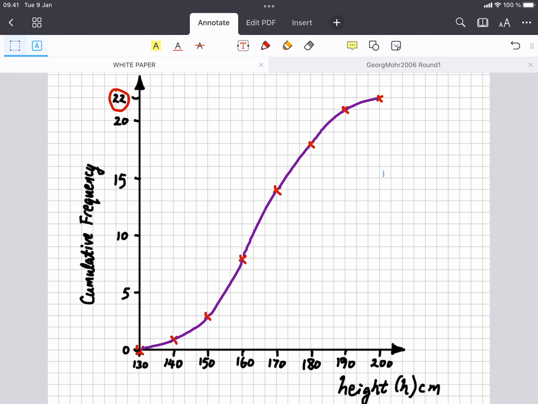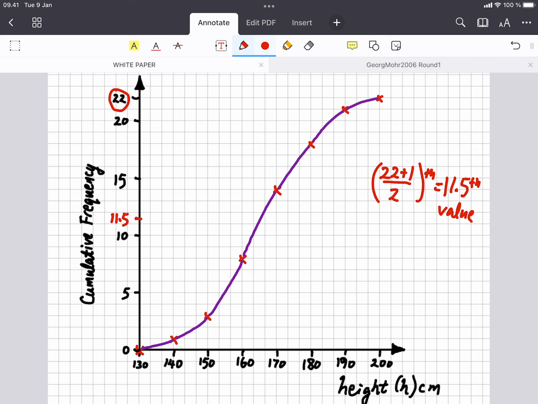So anyway, the middle person out of 22 people would be the 22 plus 1 divided by 2th. So that would be the 11.5th person. So the 11.5th value out of 22 is the middle value. So if we just take 11.5 here, we can look at the 11.5th person and read across on the graph and get a height that corresponds to the 11.5th person.